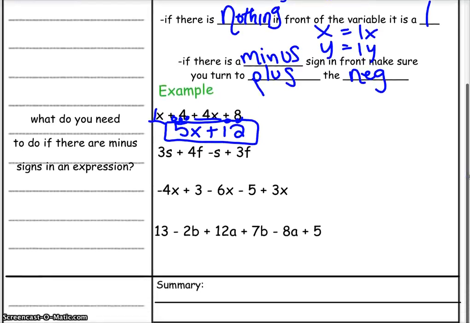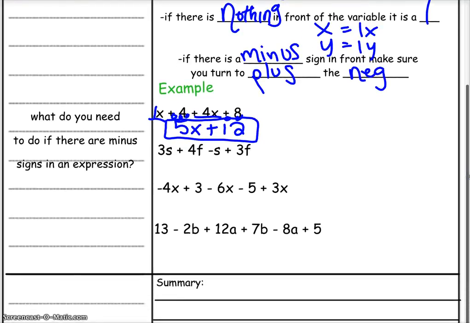This next one, my eyes see that minus s right away. Do you see the minus s? So I look at the hint. I need to turn it to plus a negative. So the first thing I'm doing is plussing a negative. And now I can combine. 3s plus a negative s. So I'm taking an s away. I have 2 of them. 4f plus 3f is 7f's. And I'm done because there's no other like terms.